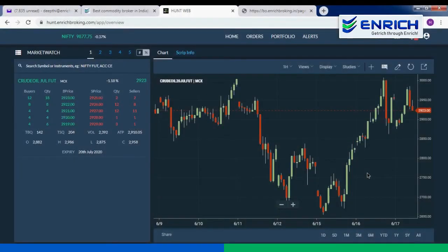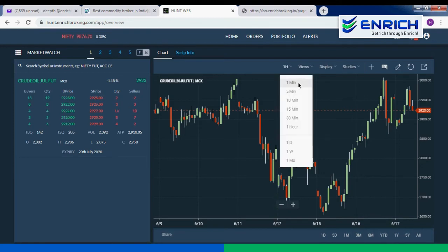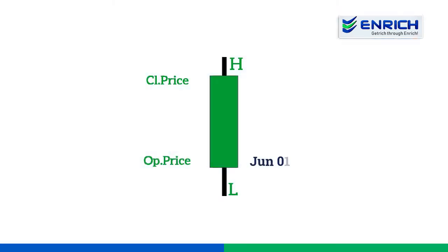It's also important to understand how the time frame works in the candlestick patterns. Have a look at the Market Watch page here. These are the different time frames. You can choose 5 minutes, 10 minutes, 1 day, 1 week, or a month, and so on. For example, if you choose 1 month time frame, let's take the month of June. The opening price is the price on 1st June, and the closing price would be the price on the 30th of June. All right?